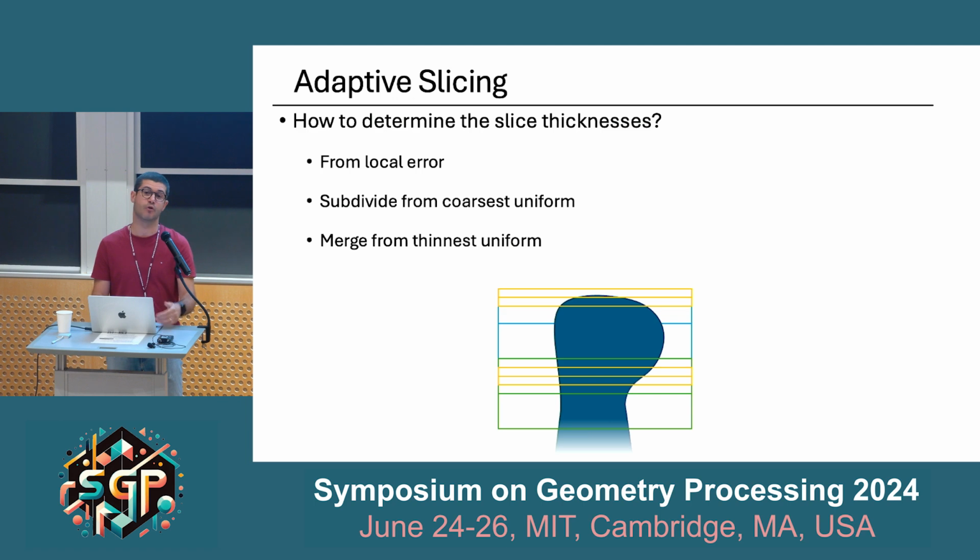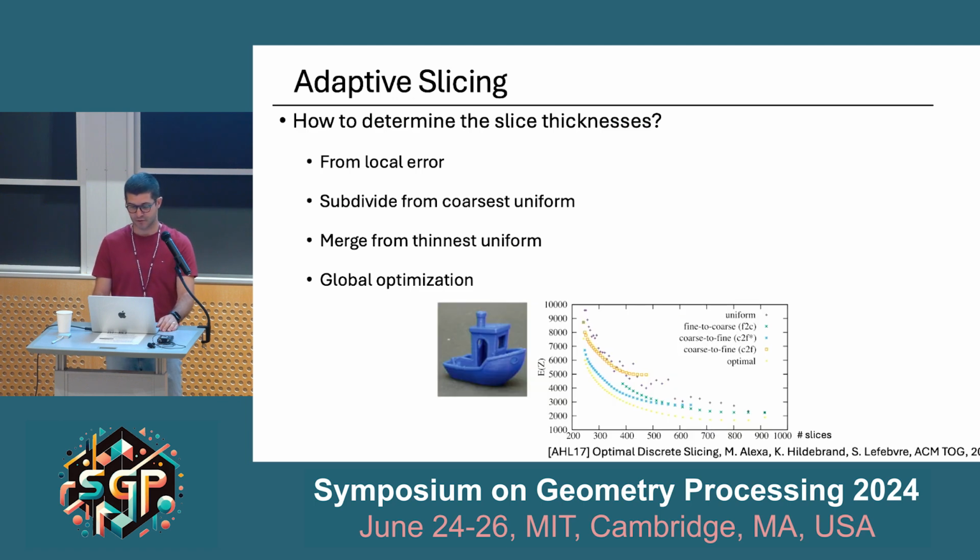The process can also be completely optimized. So in 2017, a global optimization method was proposed which optimizes this. Essentially, given a budget of slices, it optimizes for the error that we obtain. And not surprisingly, this approach based on numerical optimization is more costly than the previous ones, which are greedy and therefore easier to implement and also faster, but it gives you the best results overall.